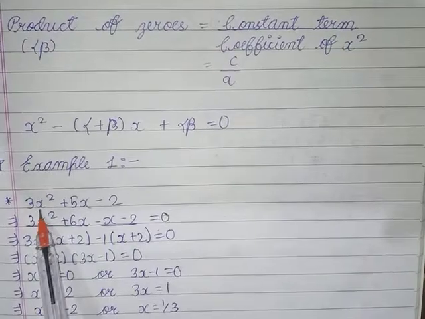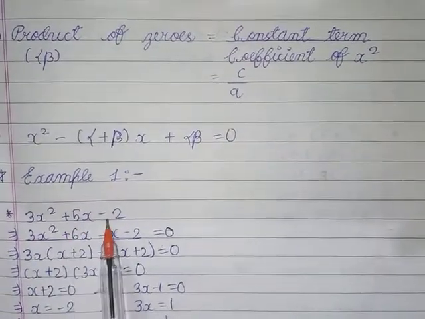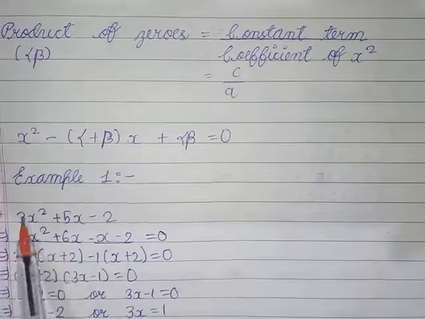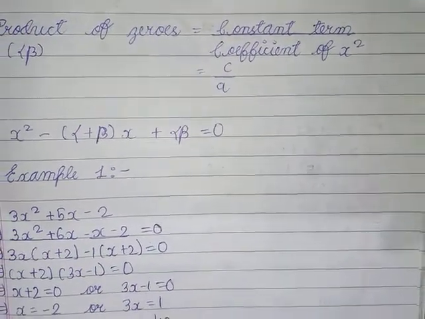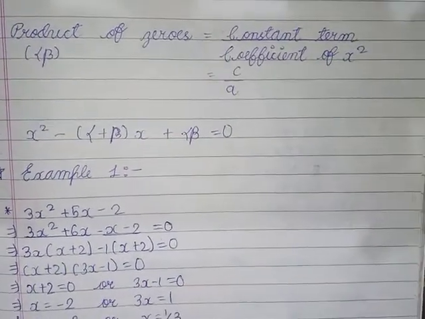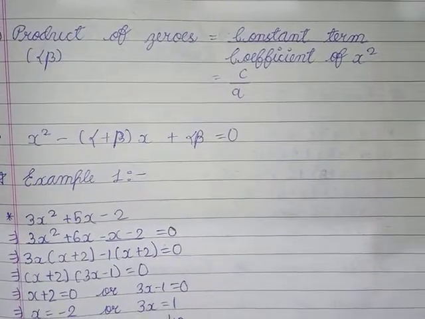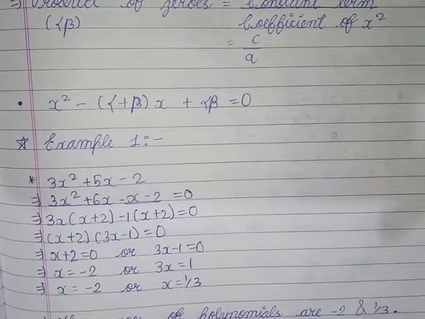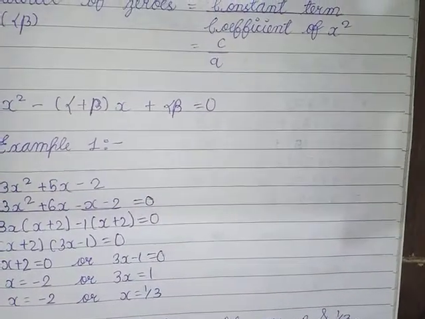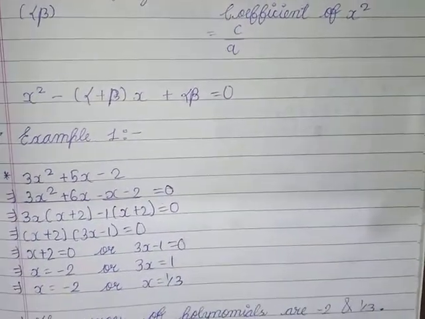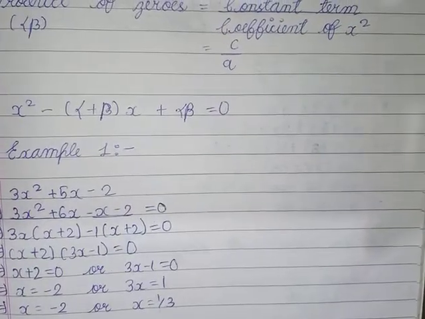So take 3x square plus 5x minus 2. You know how to find the factors. Equate it to 0, so you'll get x is equal to minus 2 or x is equal to 1 by 3. So the zeros of the polynomial we find are minus 2 and 1 by 3. Now we have to prove the relation between the zeros and the coefficients.